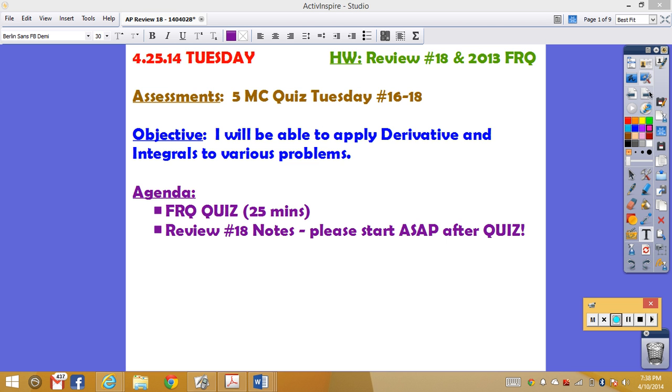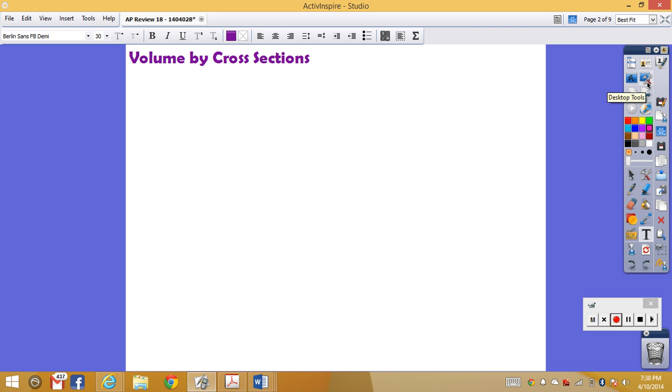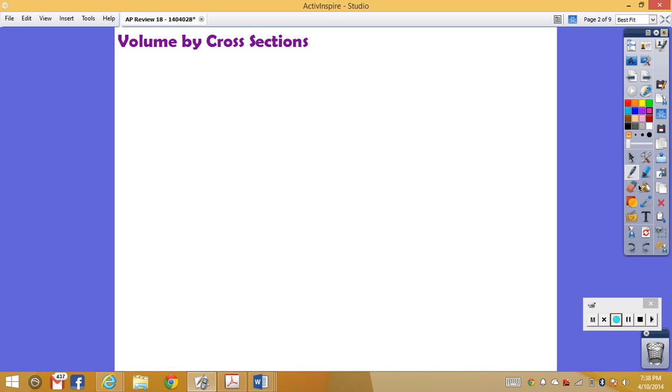So starting off, let's review how to find volumes by cross sections, and then afterwards I'm going to do volumes by revolution. With cross sections, you can do volume two different ways. We can do a volume as a dx problem, and that would be the integral from your first x value to your last x value, so the beginning of the shape to the end of the shape, of the area of the cross section, whatever the cross section shape is, dx. And this is where they say that the cross section is perpendicular to the x-axis.